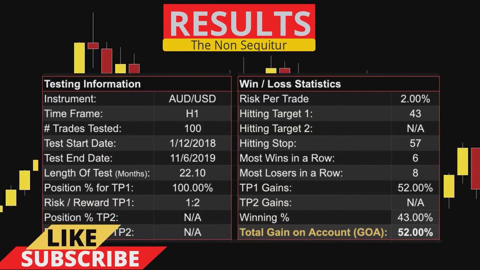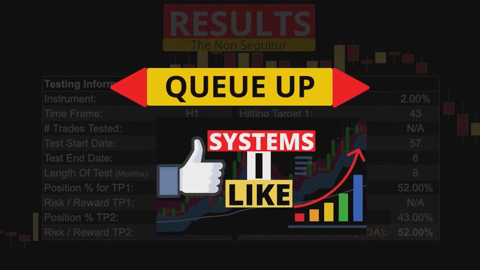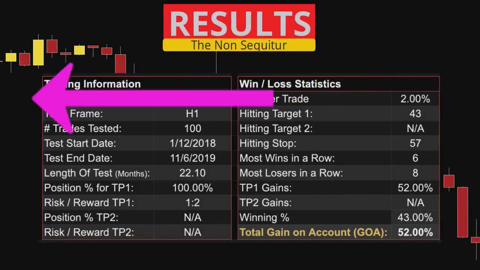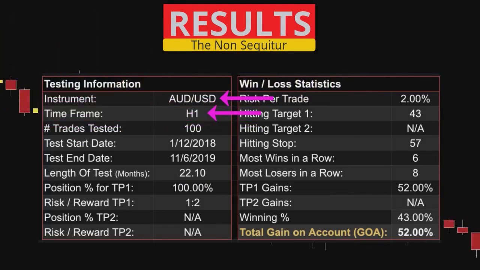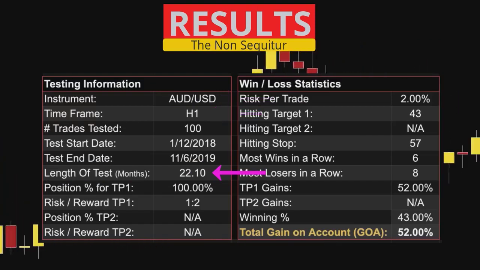Remember, this is just 100 tests on one instrument. If you are thinking of using this system, please do all the required testing and be sure to let our community know what you discover. This test was done on Aussie versus the US dollar 1-hour candles. It took 2 months short of 2 years to find the 100 setups.